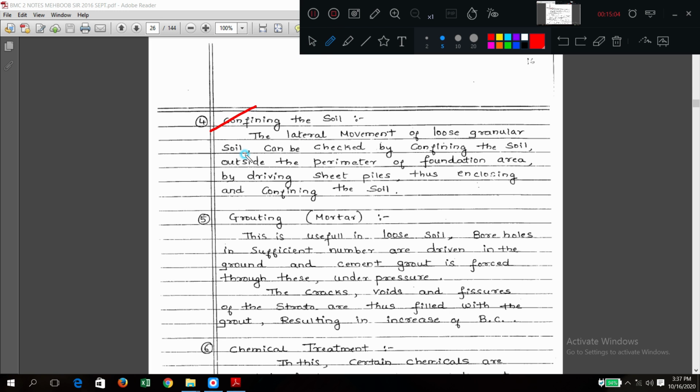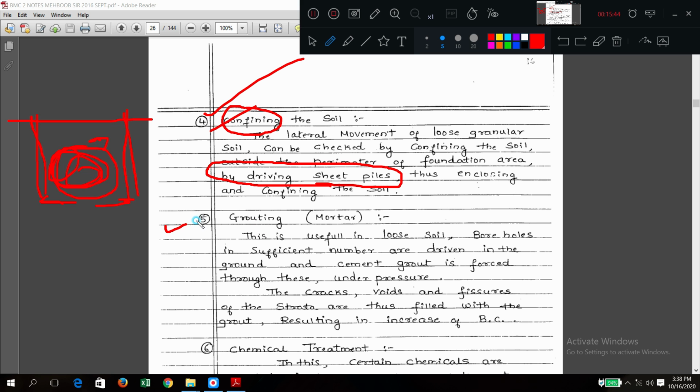Confining the soil. What do you mean by this confining? You restrict this soil by providing some sheet piles. If this inside soil is restricted, not able to move here, there, any position, that is called confining the soil. How can you do confinement? You can confine it by providing sheet piles. By confining also you can increase the bearing capacity, by driving the sheet piles.